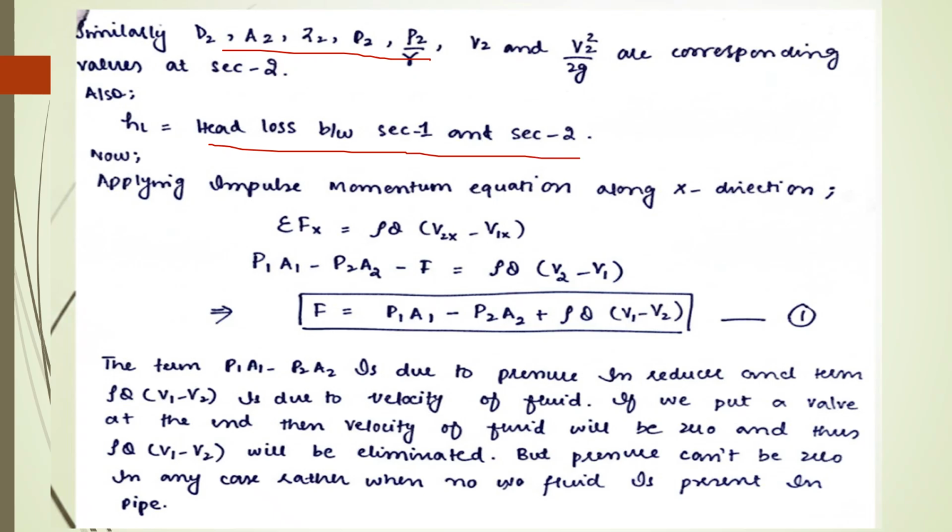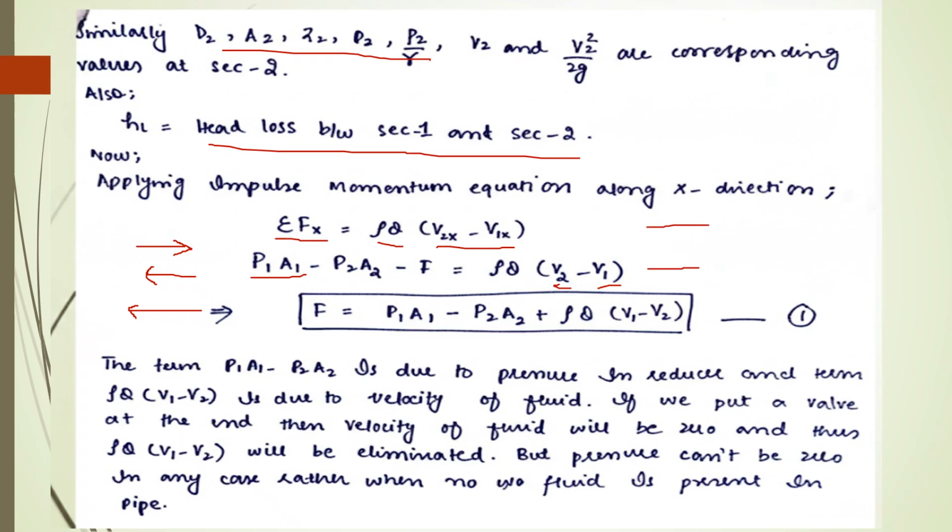So if we need to find out the force of the water on the bender or reducer, we can apply the impulse momentum equation. So we have rho Q, sigma Fx is equal to rho Q (V2x minus V1x). So we have all of the forces being applied at cross section 1. We have P1 into A1 in the positive direction, and P2 A2 is from cross section 2 to the other side, so that should be minus, and the resultant force will also be applied in the minus direction. So we have P1 A1 minus P2 A2 minus F. On the other side just V2 minus V1. So V1 will be the velocity at cross section 1.